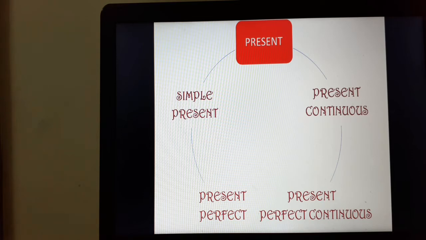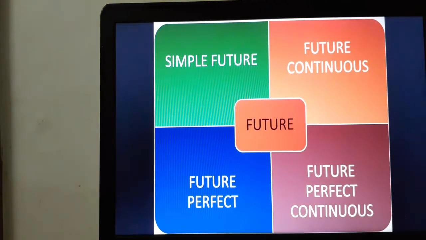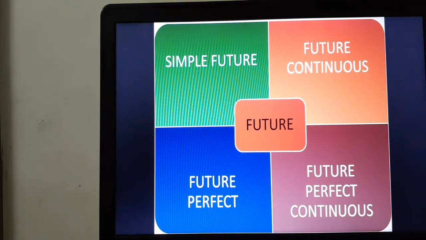In the same way, we can make it with the past tense: simple past, past continuous, past perfect and the past perfect continuous tense. It goes with future as well. So here it is: simple future, future continuous, future perfect and future perfect continuous tense. The times and the aspects combine to make all the 12 tenses in English.